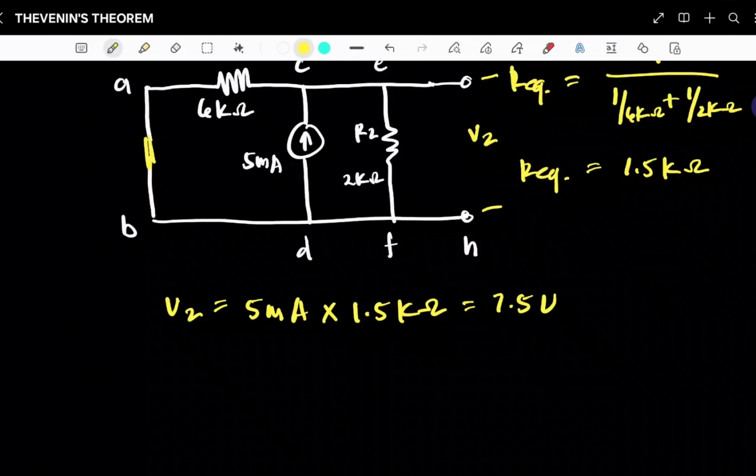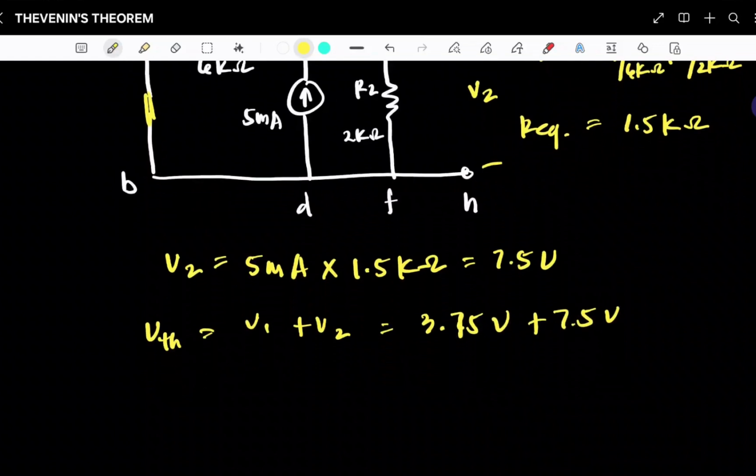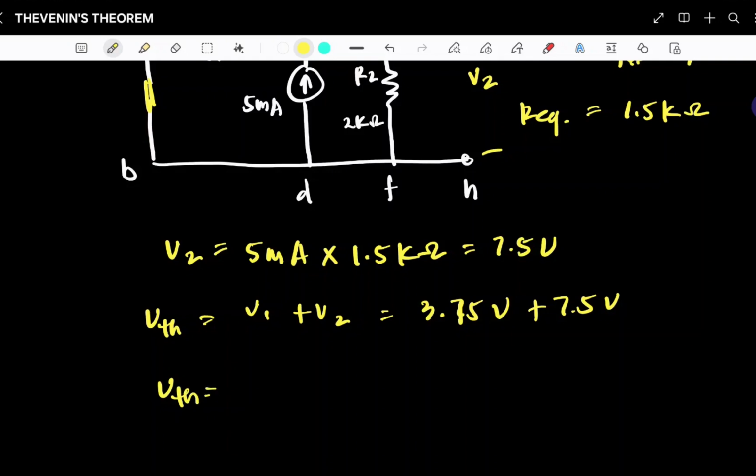So Thevenin voltage therefore is equal to the sum of the two voltages, V1 plus V2, is equal to 3.75 volts plus 7.5 volts. So Thevenin voltage is equal to 11.25 volts.